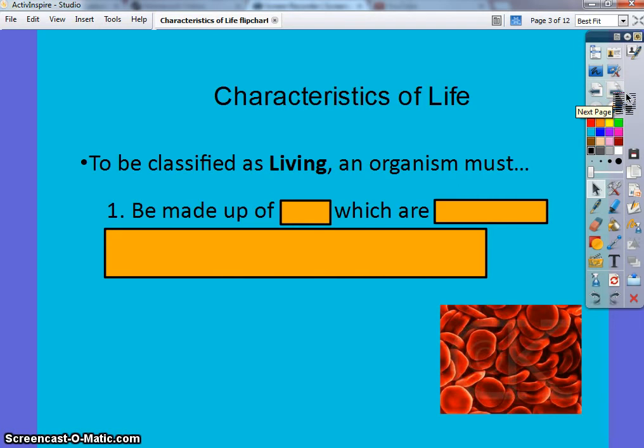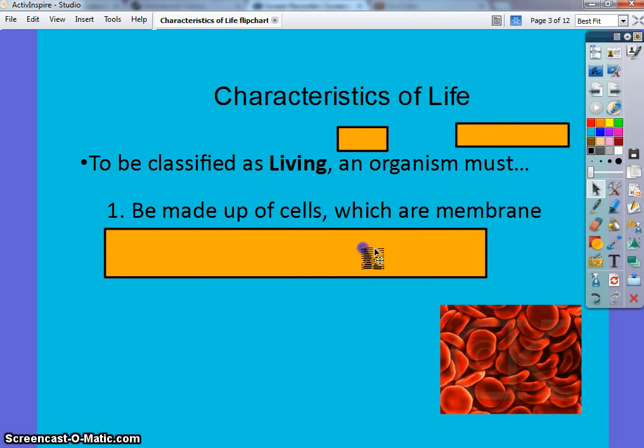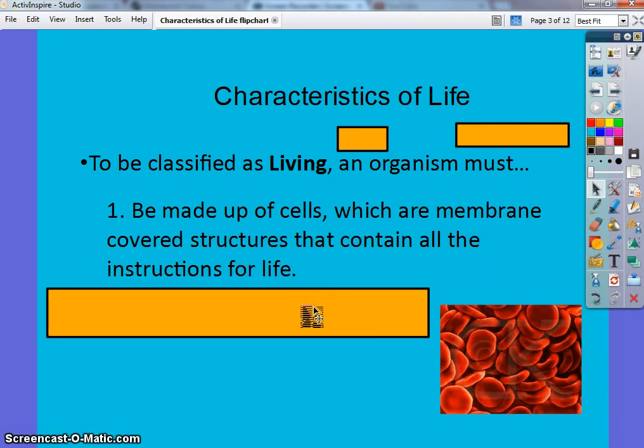Alright, so to be classified as living, an organism has to be made up of cells. Okay? And cells are membrane-covered structures that contain all instructions for life. And we're going to go in depth with cells. We're going to learn about all the structures. We're going to learn about the cell membrane. We'll learn about how things move in and out of cells. Learn about how cells contain all the instructions for life. So we're going to get really in depth into cells. That's what this whole first unit is. And if you have to be living, you're going to have cells.